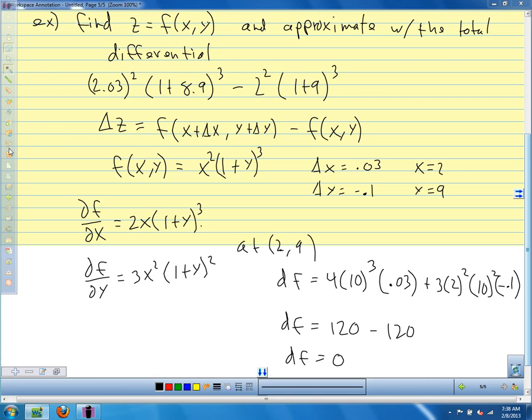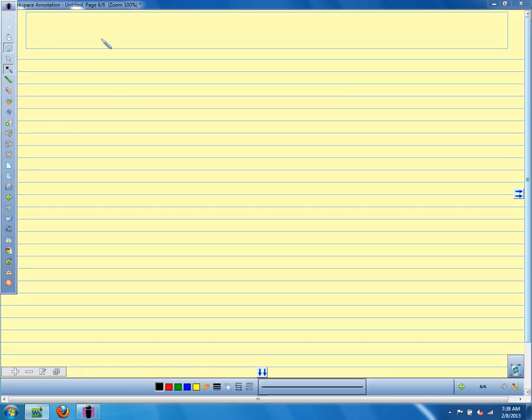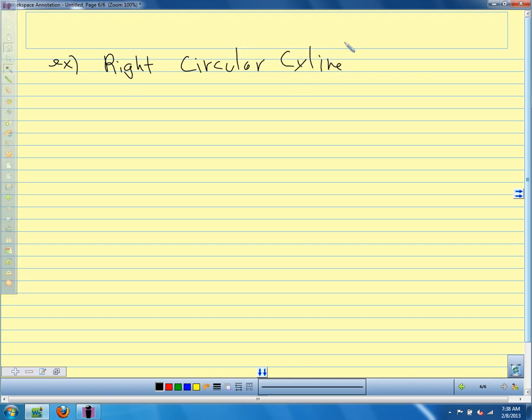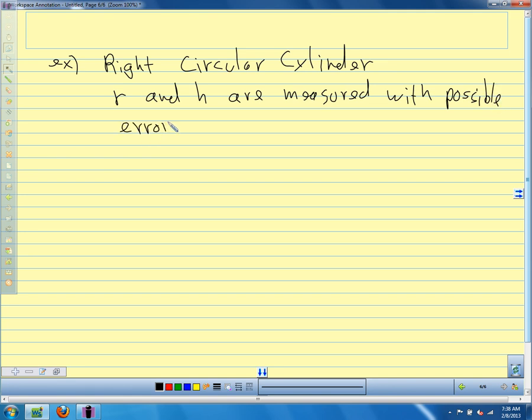Okay. So this would be more along the lines of how you might actually apply a total differential. So we have a right circular cylinder. Our radius and our height are measured with possible errors of 4% and 2%. We want to approximate the error in measuring the volume.